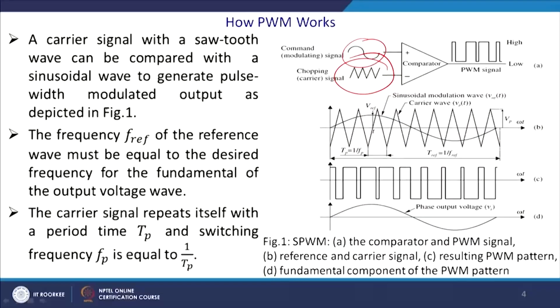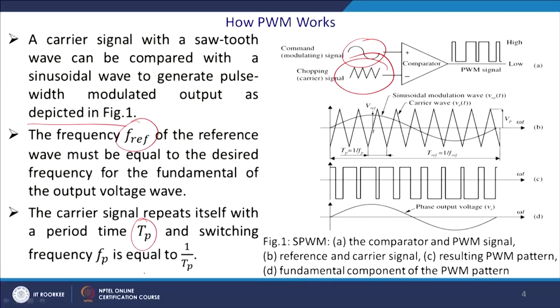A carrier signal with a sawtooth waveform can be compared with the sinusoidal wave to generate the pulse width modulated output voltage, as shown in figure 1. The reference frequency must be equal to the desired frequency of the fundamental of the output voltage. In case of line operation, you require a 50 hertz supply.